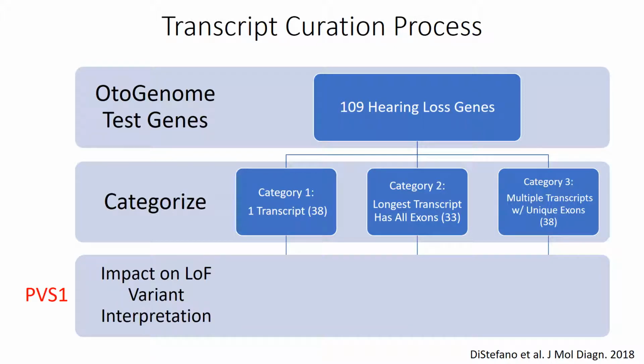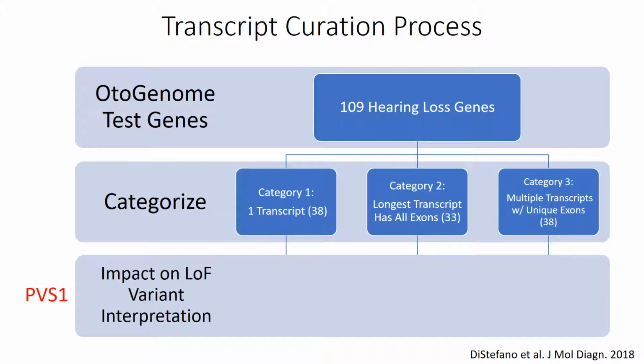Why are these categories important? They're important because of their impact on loss-of-function variant interpretation. If you're familiar with the ACMG guidelines, you know that PVS1, a loss-of-function variant in a gene where loss-of-function is a known mechanism of disease, is a strong piece of evidence for pathogenicity, very strong, in fact. Therefore, one must be sure that a variant results in true loss of function before applying this code.